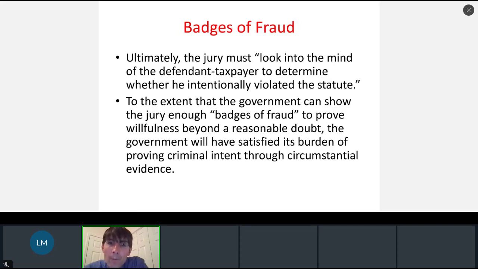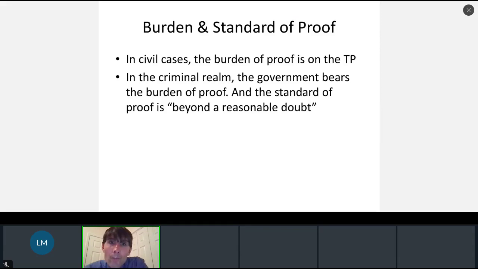So you can see it's not as simple as in street crimes, where the circumstantial evidence can be an eyewitness who saw a person running from the scene of an alleged crime right around the time it was committed. These are tax crimes, and we need to rely on these badges of fraud because this is sophisticated conduct that involves sophisticated probing. In civil cases, the burden of proof is on the taxpayer, but in the criminal realm, the government bears and always bears the burden of proof.